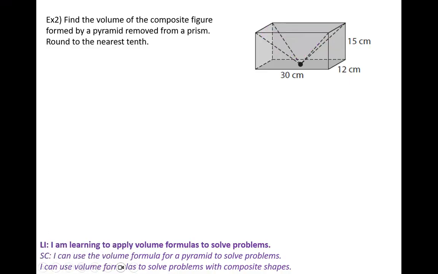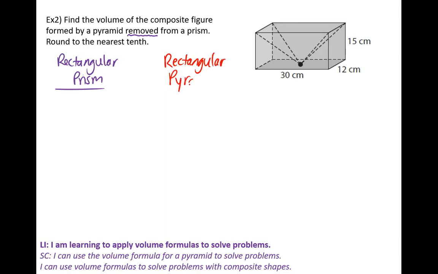I'm going to erase this so we can see our situation a little bit better here. All right, so it says find the volume of the composite figure formed by a pyramid removed, which means we're going to be subtracting that volume from our overall figure, from the prism. And we're going to round to the nearest tenth. So I'm going to start with the prism. We have a rectangular prism. All right, and then we're going to do the rectangular pyramid in red, so we can see the contrast there. Okay, so I'm going to go back and start, like I said, with the rectangular prism.